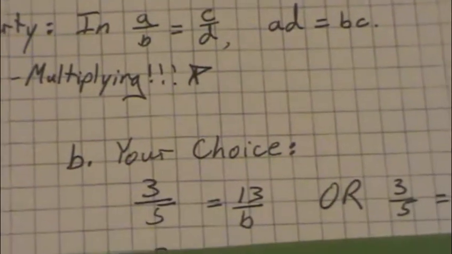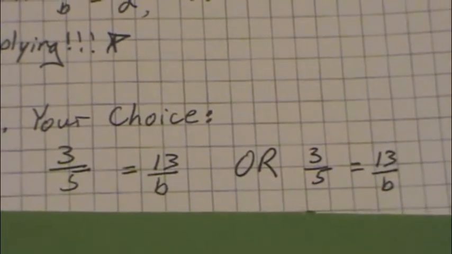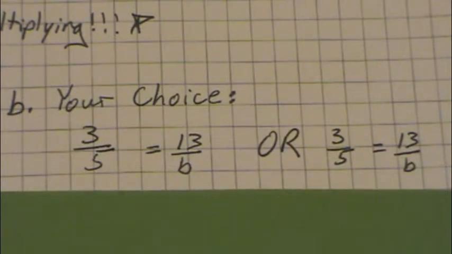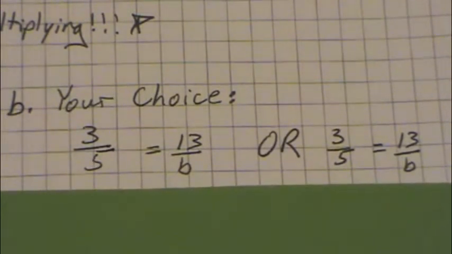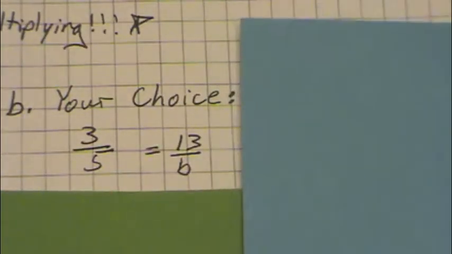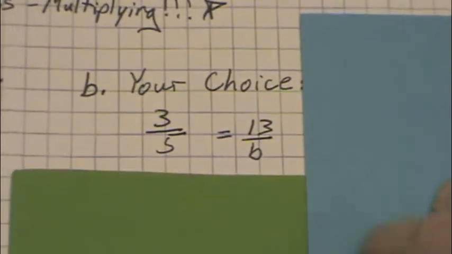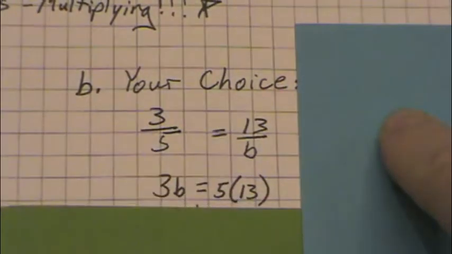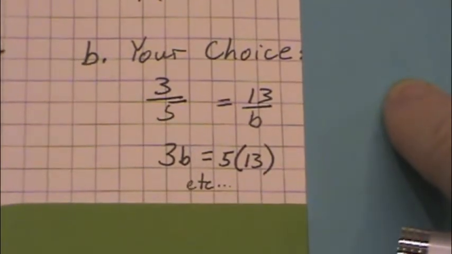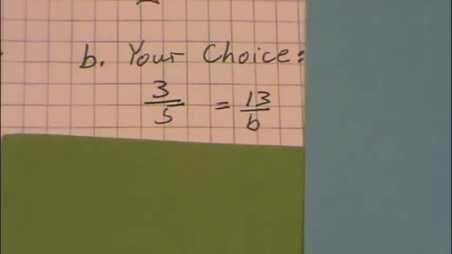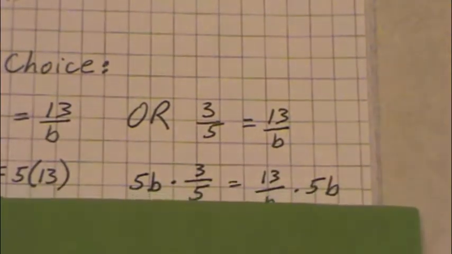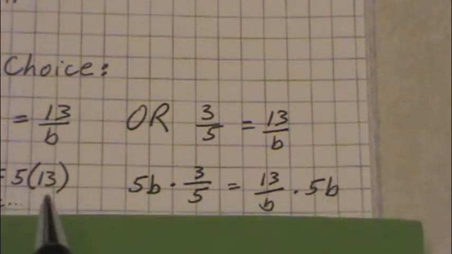Letter B. They want you to pick a preferred way to solve this problem. It's the same problem. You're just going to solve it either using cross multiplication or using the multiplication property. Well, I believe I did cross multiplying first. If you cross multiply, yeah, then you have 3b equals 5 times 13, and you're practically done. If you decide to use multiplication property, then you have to multiply each side of this equation by 5b.